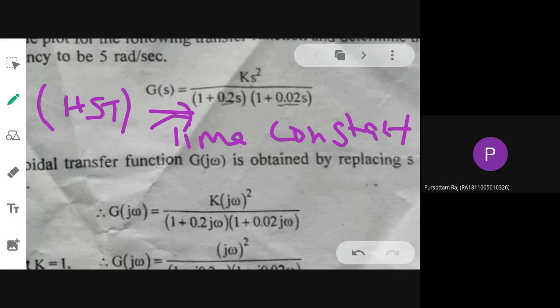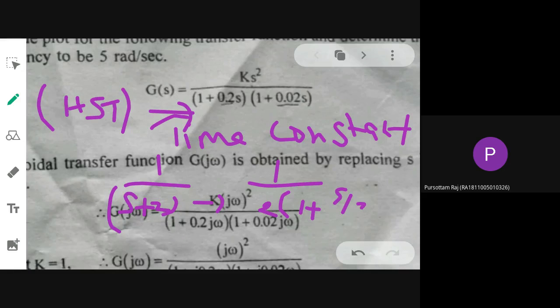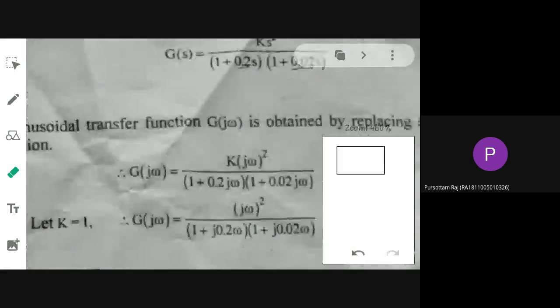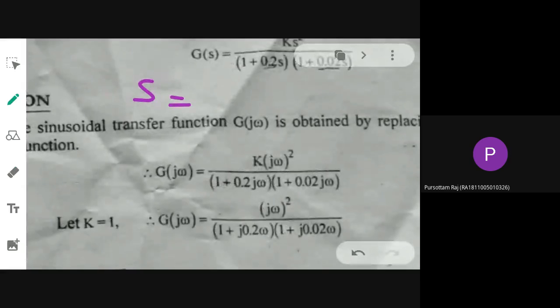Suppose on the other hand, if you are being given s plus 2, then you have to take out 2 from the equation. Then you will be writing 2 times 1 plus s by 2. Okay, you have to convert that into time constant form, and then only you should substitute s is equal to j omega. Remember this.